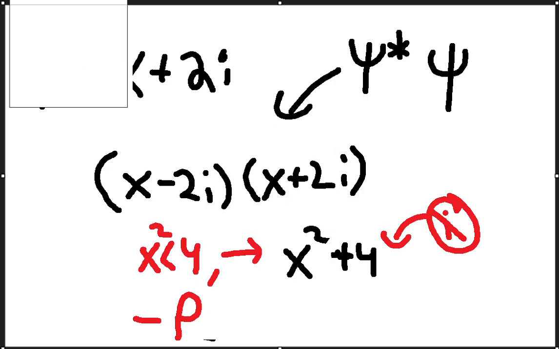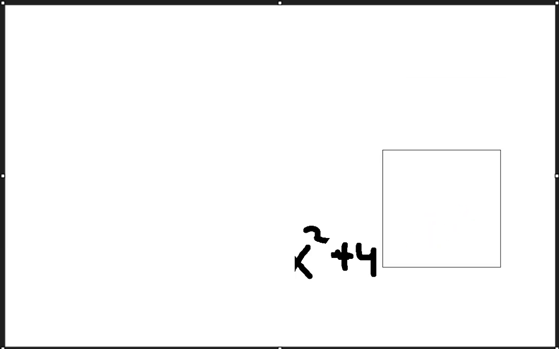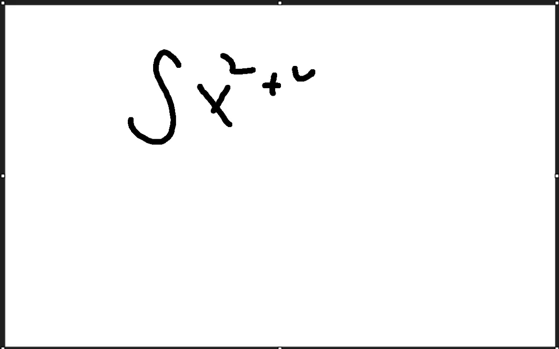And to finish all this up, what we would do is just integrate x squared plus 4 dx, and we pick from whatever x variables we're using, x1, x2, whatever they might be. That it can be anything. That's all there is to that.